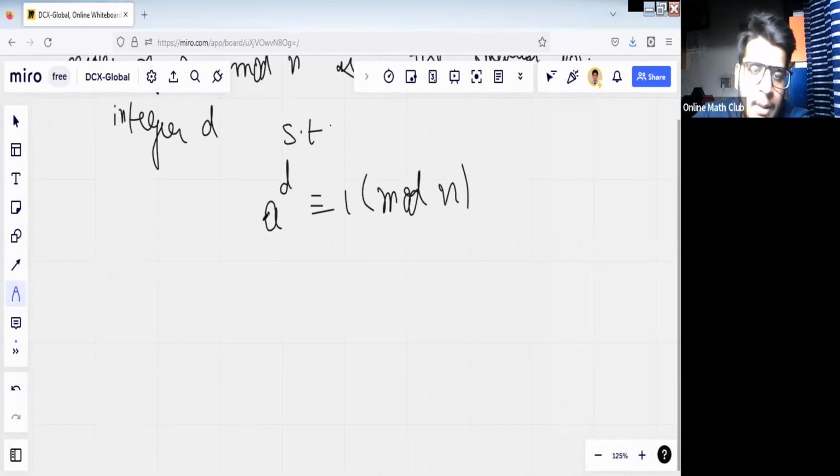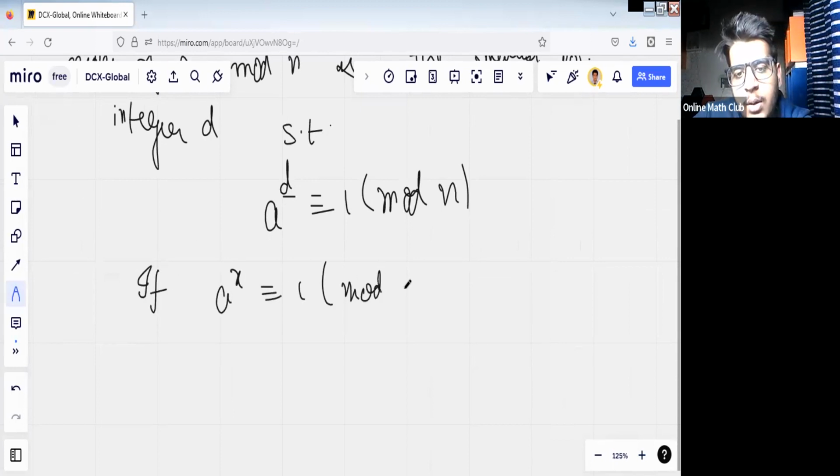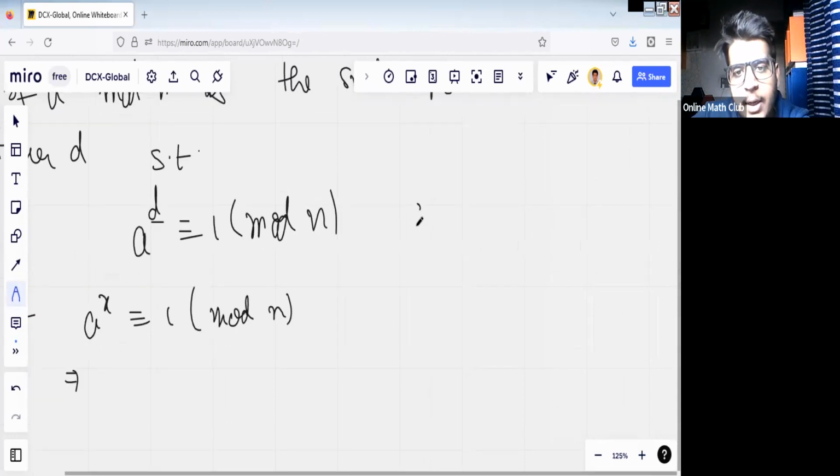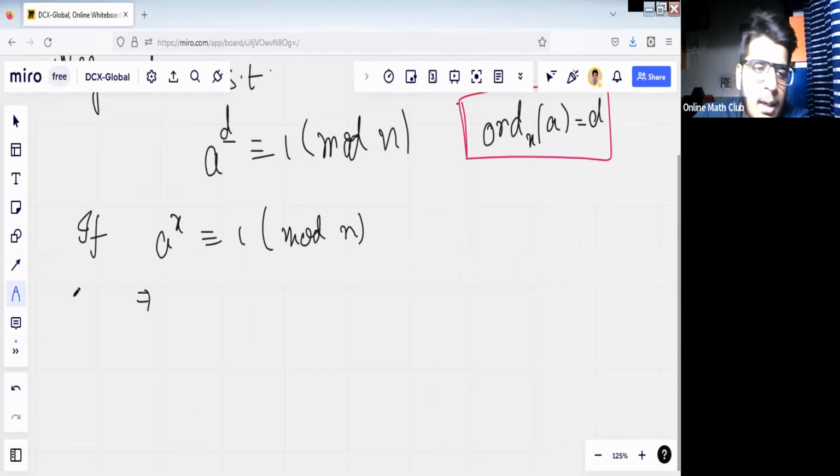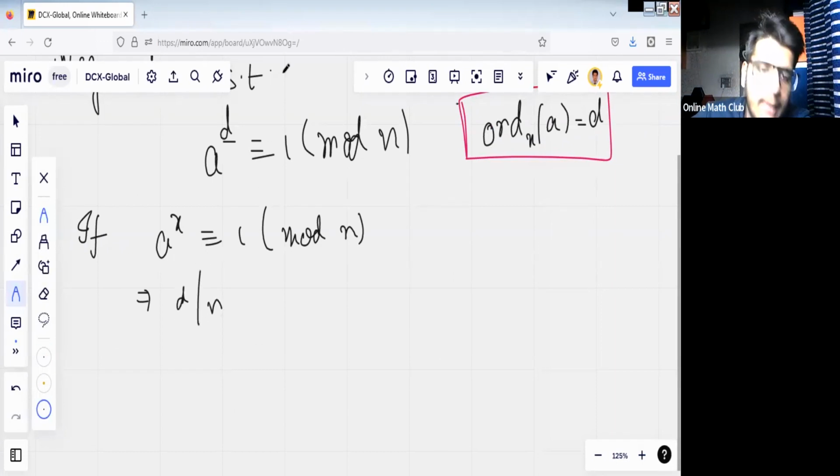Now, a few properties about orders. Let's say the order of a modulo n is d. This is a way to denote orders. And let's say a to the power x is 1 mod n, then d divides n. Can someone tell a proof of this quickly?